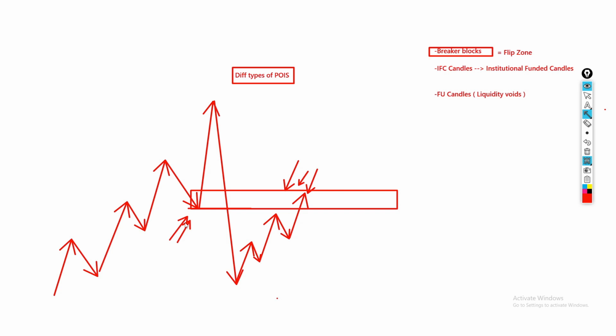Okay, that's the explanation right there. I really tried to make it as clear as possible. I think I've done a good job here, so please take the time to rewind the video if needed, but that's the explanation for breaker blocks. Essentially, they become flip zones, and we're going to be taking a look into the charts very soon so I can illustrate that idea, right?